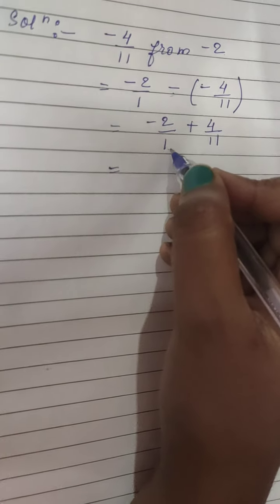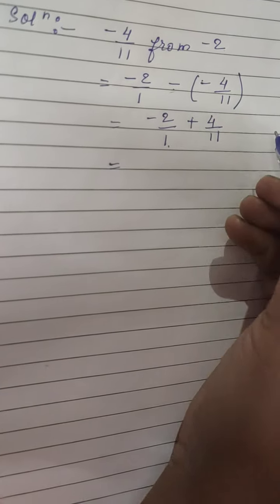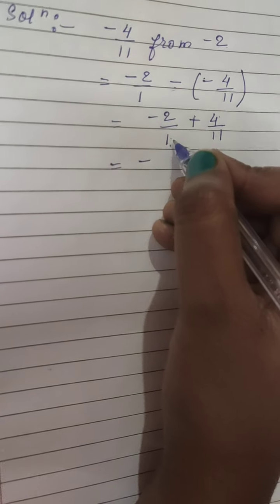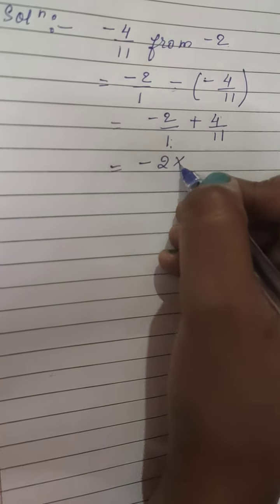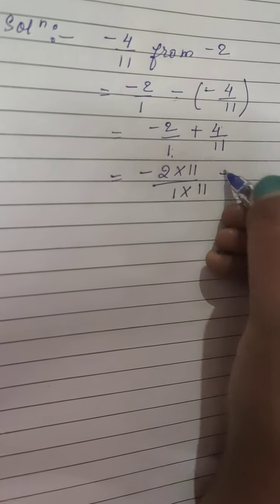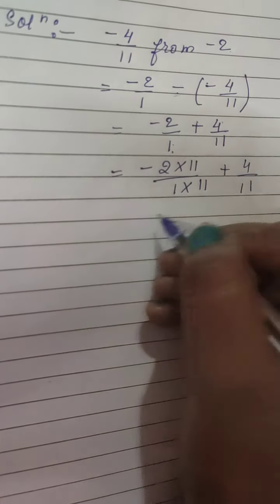So here you have to make 11, and here is already 11, so no need to change this. Now you have to write here. So how does 11 come? When you multiply 1 into 11, it comes 11. So 11 we will multiply numerator and denominator both. Okay, now plus 4 by 7.